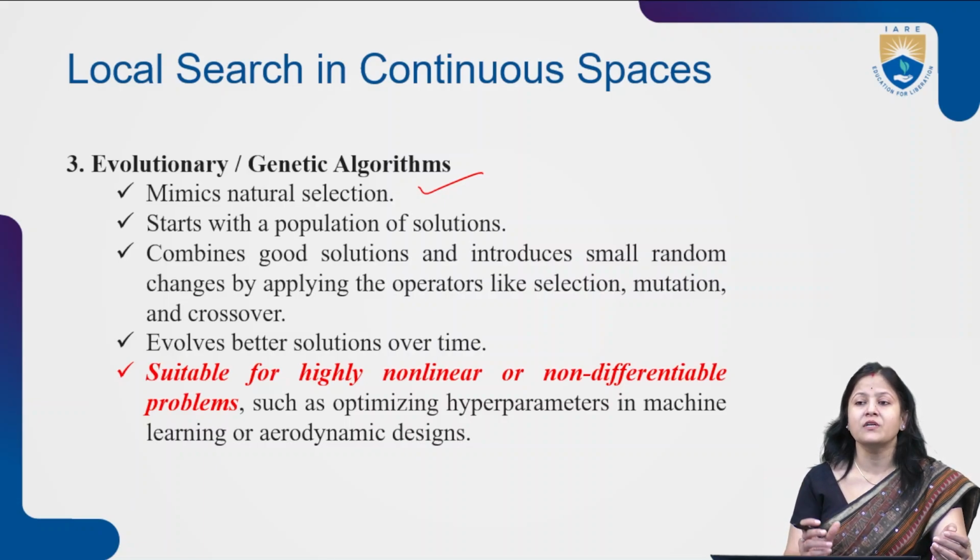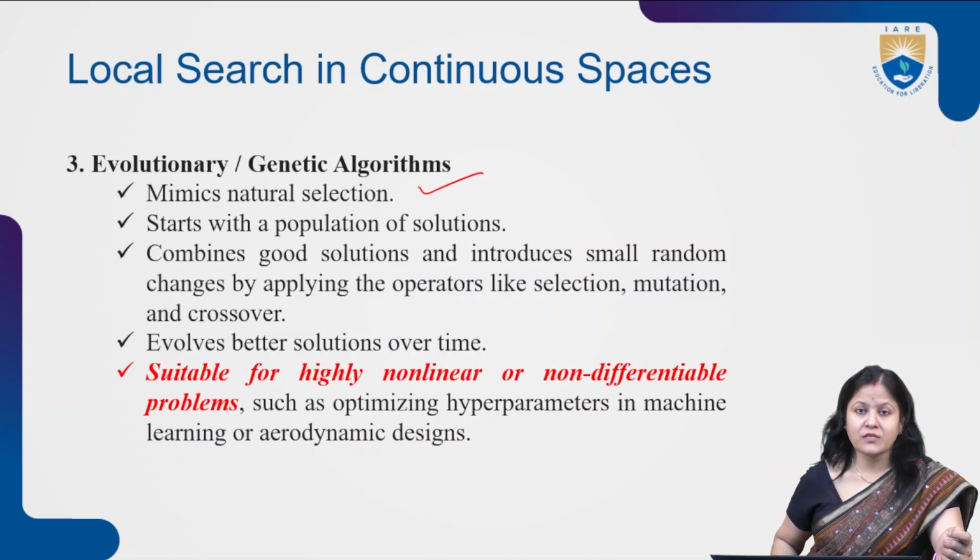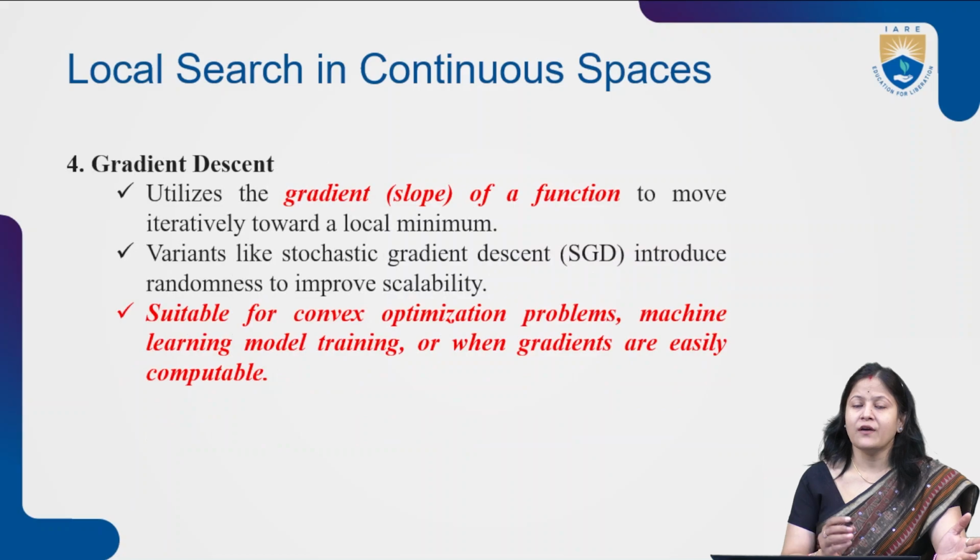That means where the objective function is not differentiable or the space is not linear, where we cannot use the hill climbing algorithm, in that situation we can go for genetic algorithms, like optimizing hyperparameters in machine learning or aerodynamics design. And the fourth type, which I have already discussed, is the primary requirement.